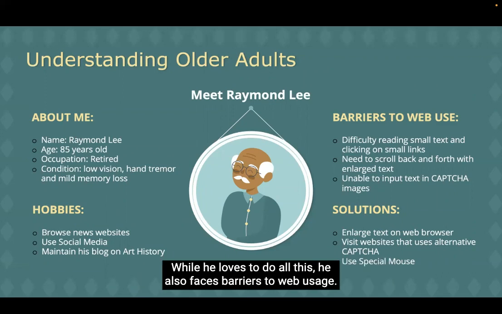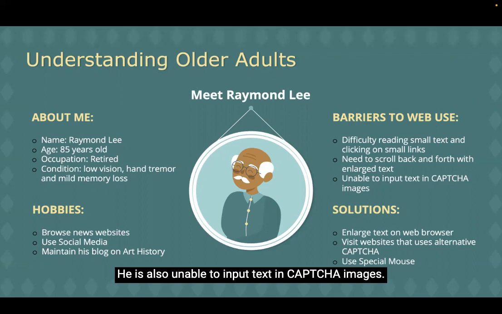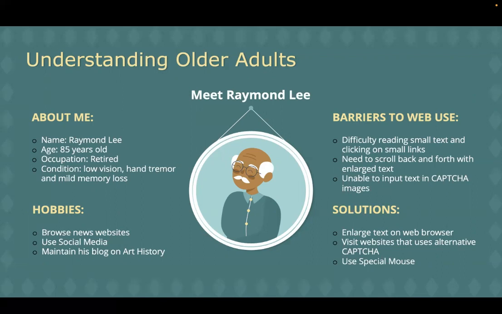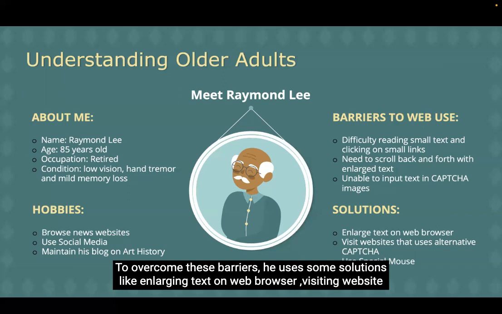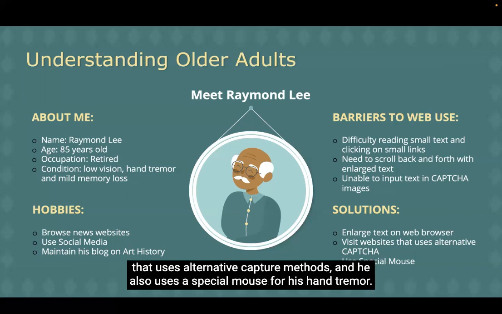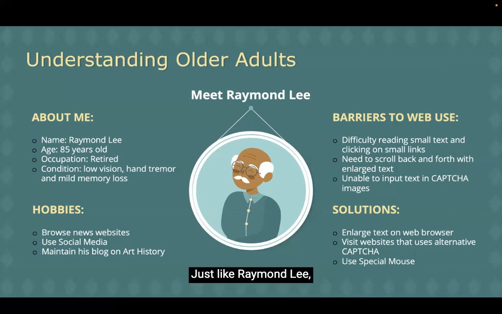While he loves to do all this, he also faces barriers to web usage. He has difficulty reading small text and clicking on small links. He often feels the need to scroll back and forth with enlarged text. He's also unable to input text and capture images. To overcome these barriers, he uses some solutions like enlarging text on web browser, visiting website that uses alternative capture methods, and he also uses a special mouse for his hand tremor. Just like Raymond Lee, many other older adults face these challenges.